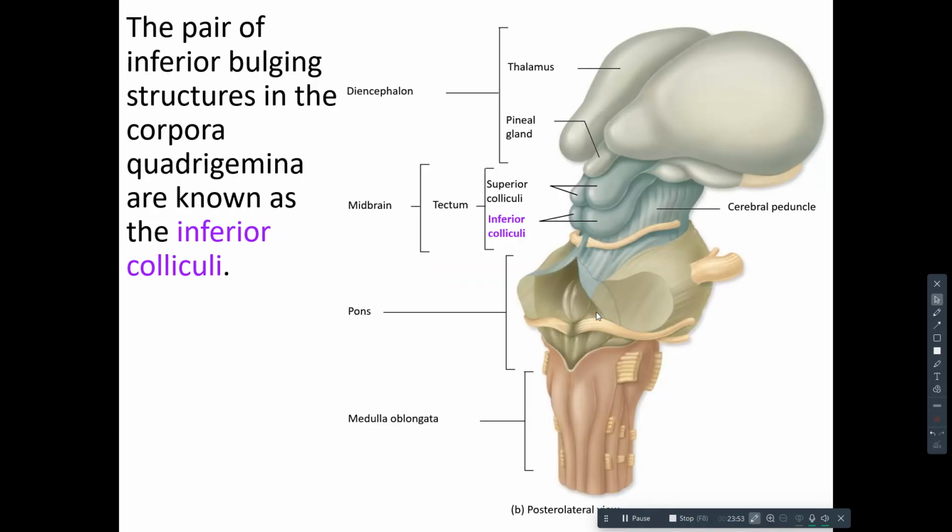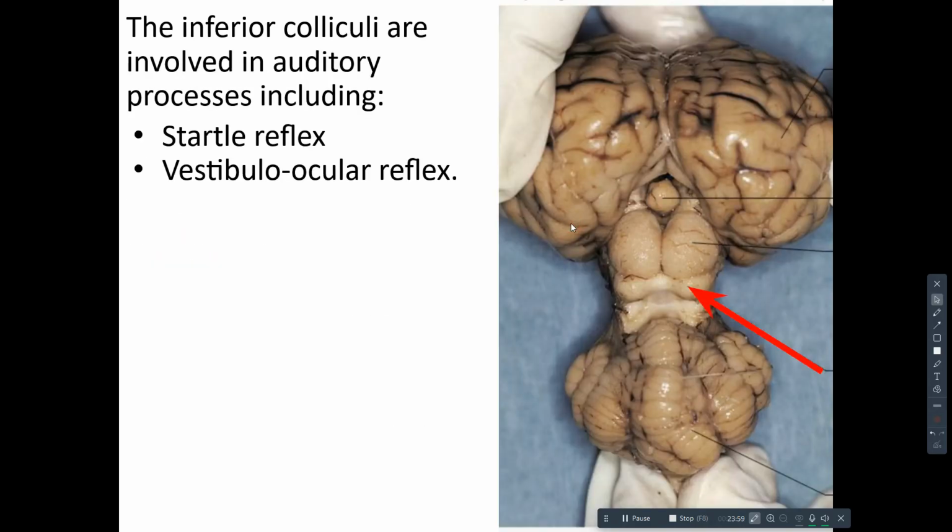So my inferior guys are my inferior colliculi, and those, of course, are involved in auditory reflexes. There they are on the sheep brain right there. Let's just do one of these, the startle reflex. So the turning of your head towards a loud sound, that is your startle reflex, and that is mediated by your inferior colliculi.